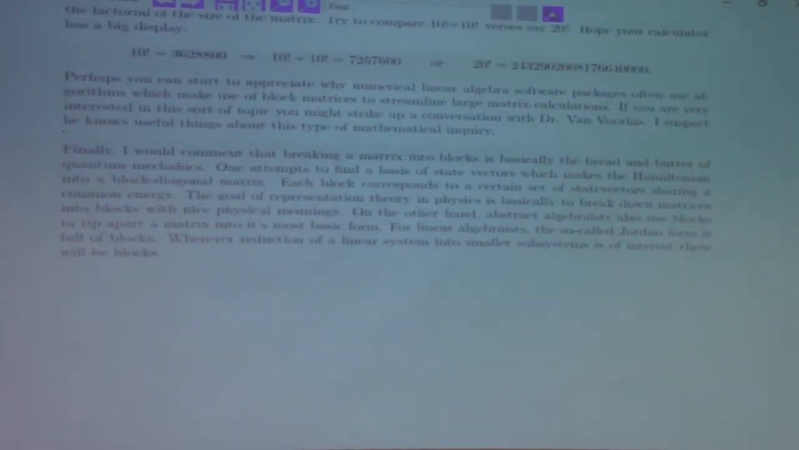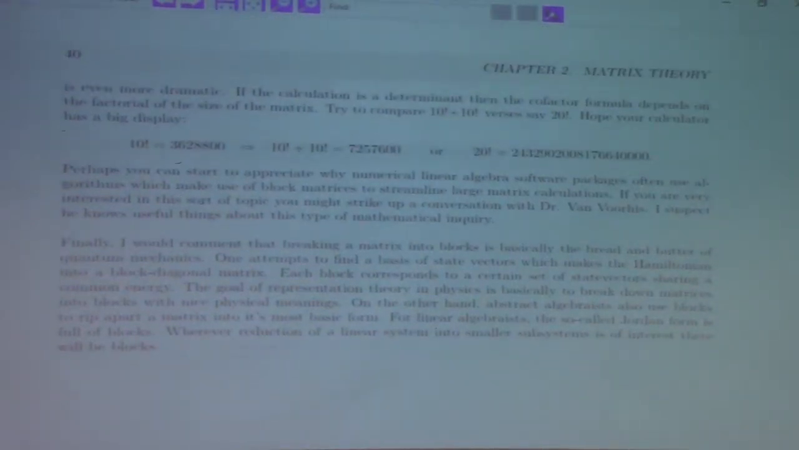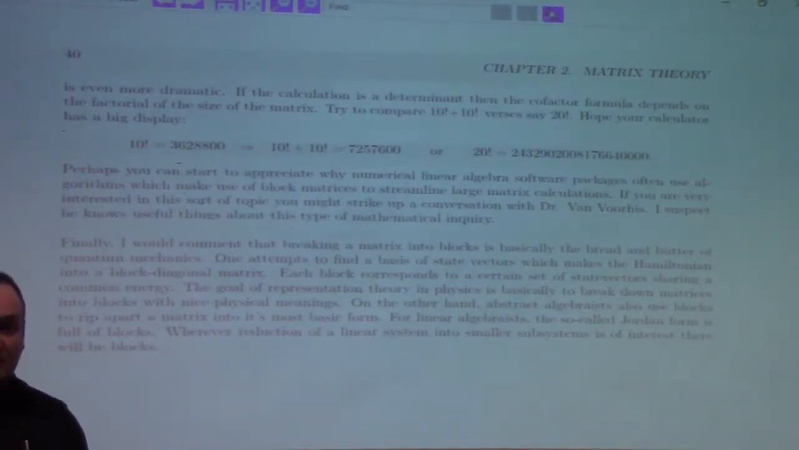Now, the real reason to think about blocks actually appears in the next chapter, where we're about to talk about Gaussian elimination. The number of steps for Gaussian elimination depends on the size of the matrix, and I'm a little rusty on this, but I think it depends on n squared. Or you might calculate the determinant of a matrix. We don't know what that is yet, but whatever it is, it depends on something like n factorial. So if you've got a 3 by 3 matrix, we're talking about 6.